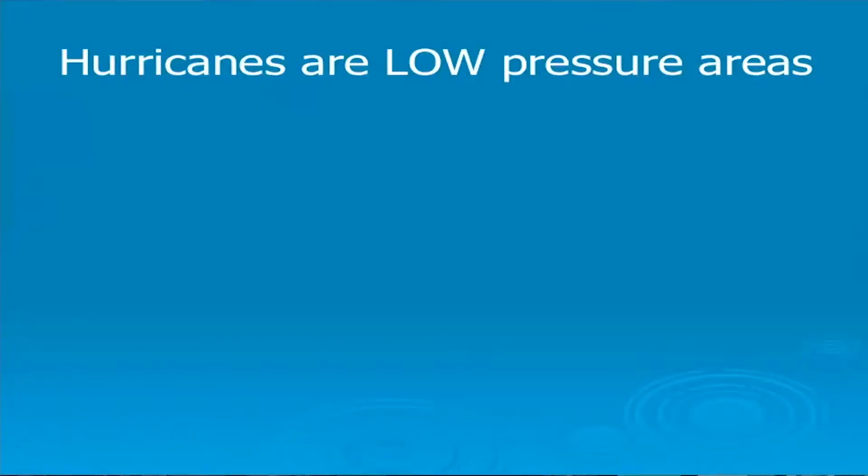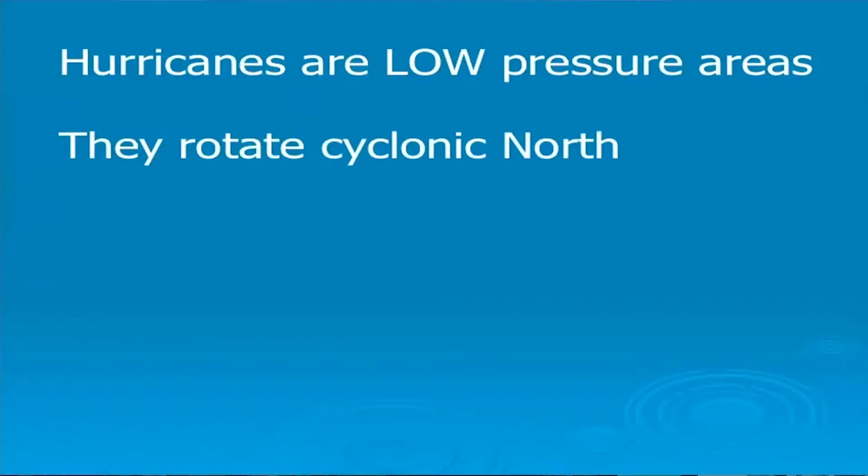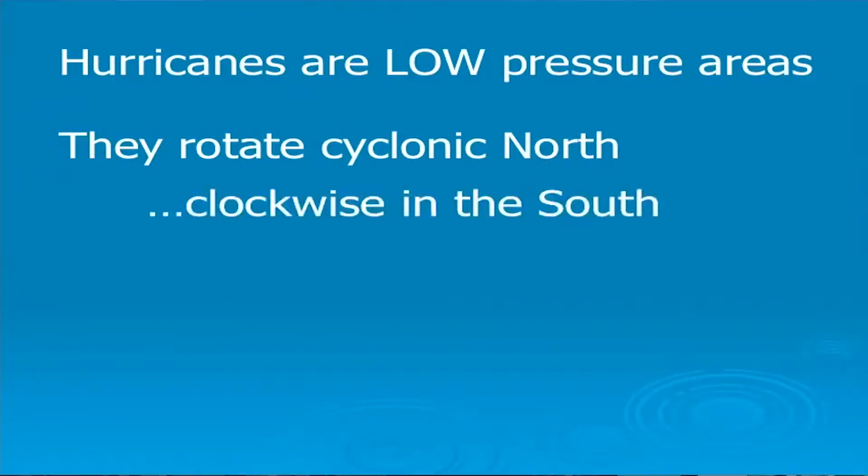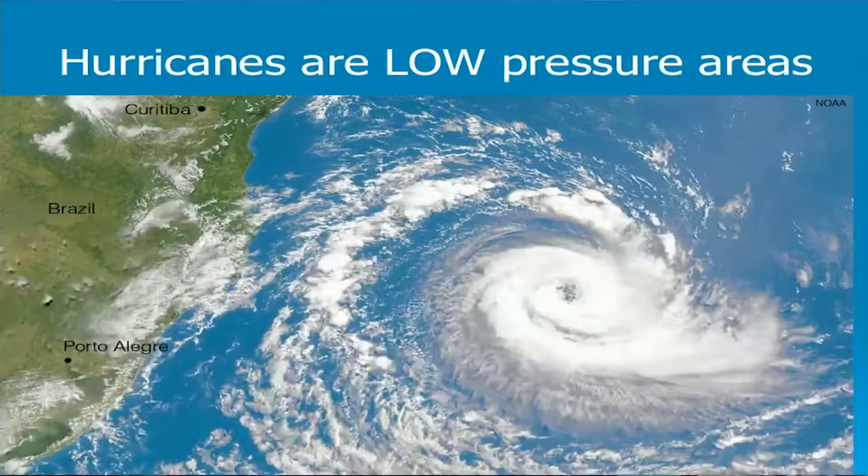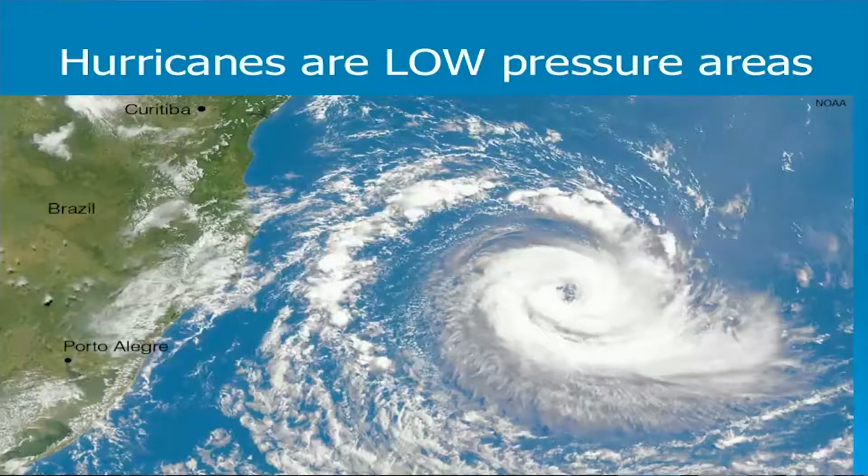Hurricanes are big, low-pressure areas. And low-pressure areas rotate counterclockwise in the north and clockwise in the south. This is a hurricane in the southern hemisphere, one of two that we know of historically in the southern Atlantic Ocean. It's just too cold in the southern Atlantic to get a hurricane. But this happened off the coast of Brazil.